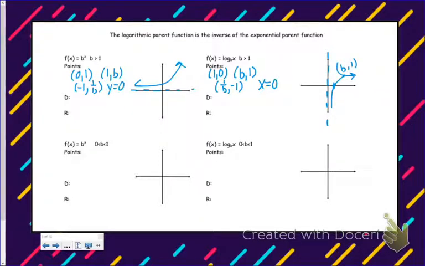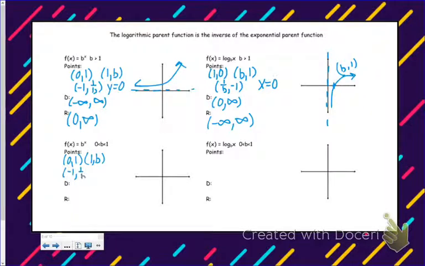All right, domain and range, again, x and y's are flipped, so domain and range are flipped. Domain here was negative infinity to infinity, but range was 0 to infinity. Well, on your log graph, domain is from 0 to infinity, and range is from negative infinity to infinity. All right. And remember we said for if your base was less than 1, the points were the same. It was still 0, 1. It was still 1 comma the base, negative 1, the reciprocal of the base, and y equals 0. But the shape was flipped. Remember, this would show decay instead.